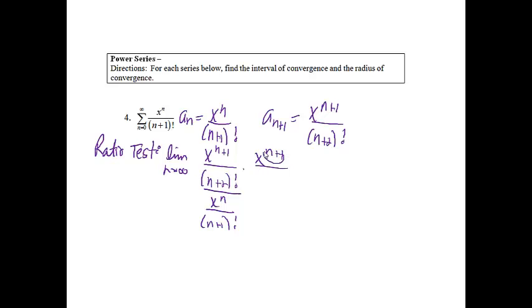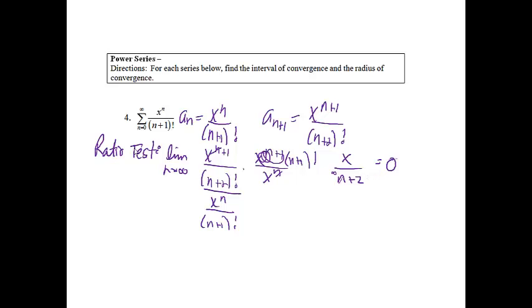Whoops, so the reciprocal of that would not be that. It would be (n plus 1) factorial over x to the n. And I notice my x to the n's are going to cancel out, so I'm just going to be left with an x on the top. And my factorials will cancel out all the way up to the n plus 2. All right, so when I go to plug in infinity on this one, I'm going to get 0.